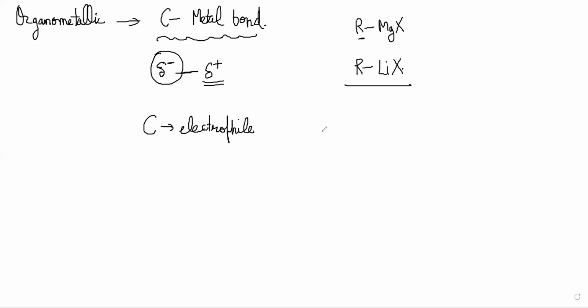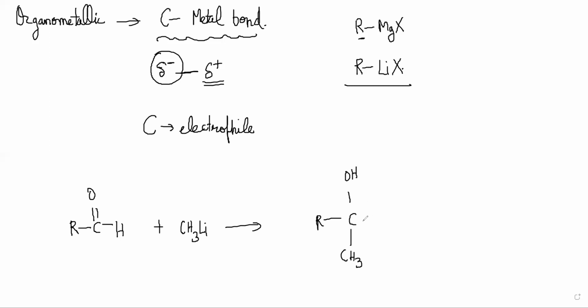Now the next important thing is, note that addition to an aldehyde gives a secondary alcohol, while addition to a ketone gives a tertiary alcohol. So what does he mean here? Suppose you have R C double bond O H, and you added CH3Li. So you end up getting R C CH3 OH H, this alcohol.